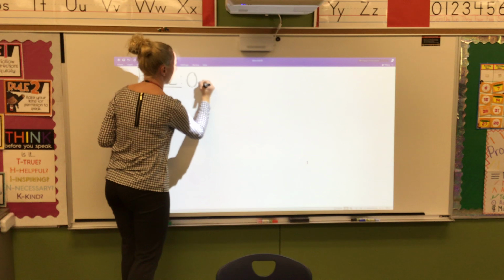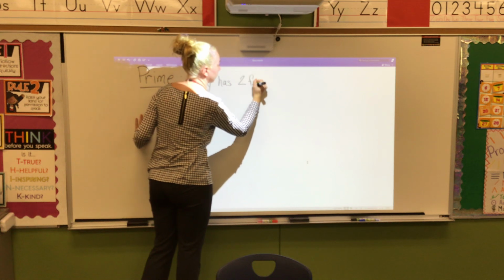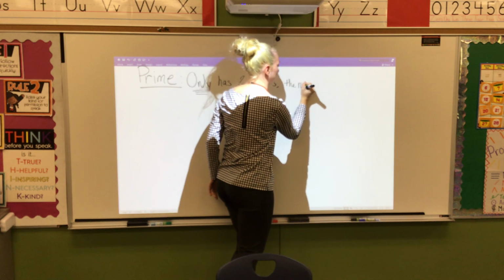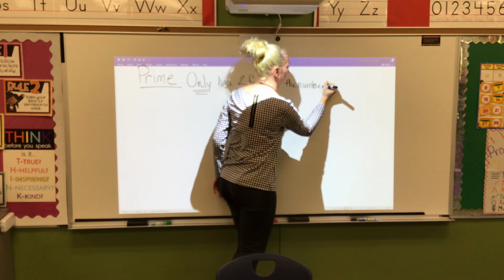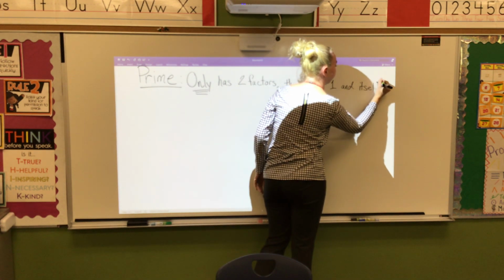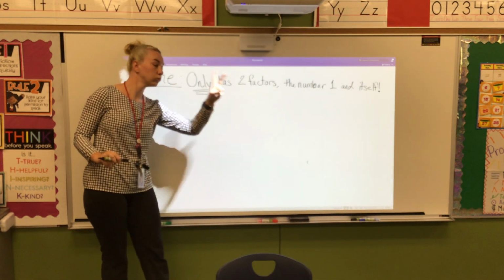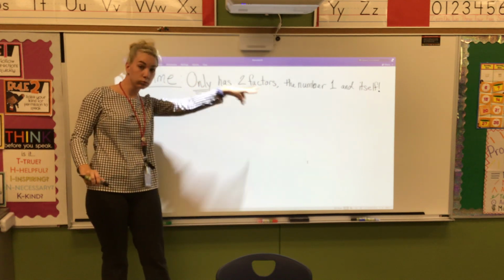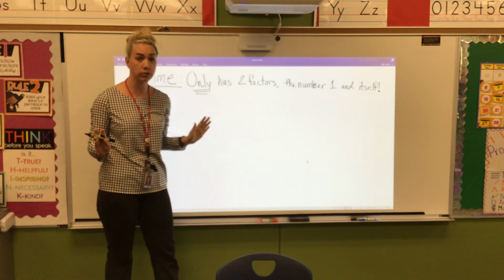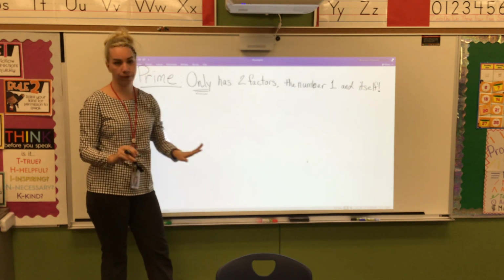It only has 2 factors. The number 1 and itself. How many factors does a prime number have? How many? Only 2. A prime number can only have 2 factors. If it has more than 2 factors, it is not a prime number. Okay? It is only prime if it has only 2 factors.